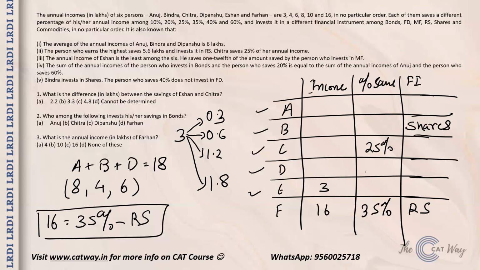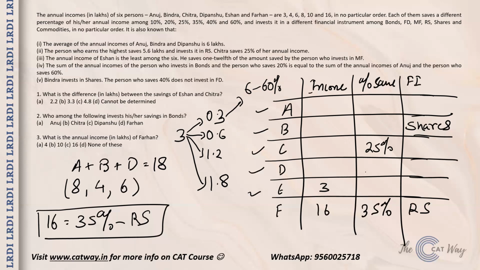Now that person cannot be the person with 3 lakhs, because we know that is Ishan. If that person is earning 4, he has to save 90%. That's not possible. At 6, he has to save 60%. So one possible case is that the person who is saving 6 is saving 60%. For 8, 3.6 is not possible because 45% is not there. 3.6 for 10 is not possible. 3.6 for 16 is not possible.